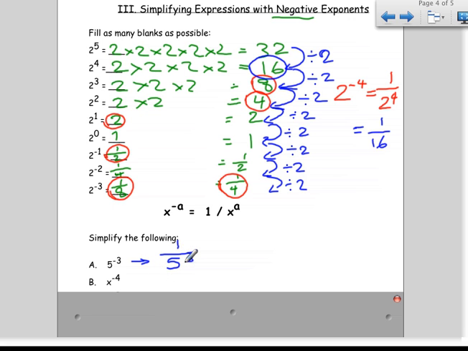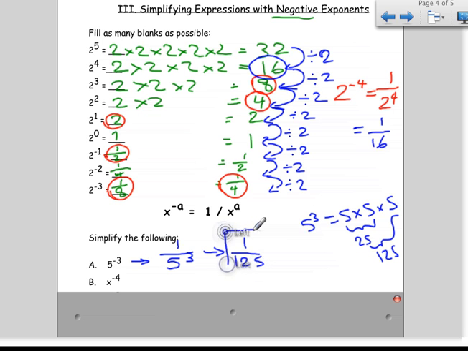So I just need to think to myself, what is 5 to the 3rd? 5 to the 3rd means 5 times 5 times 5. 5 times 5 is 25. 25 times 5 is 125. So that means 5 to the negative 3rd is the same thing as 1/125.